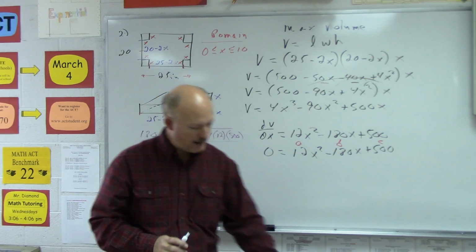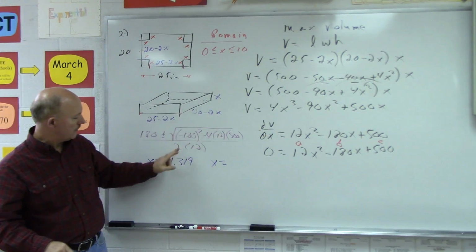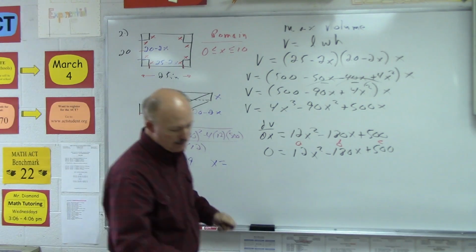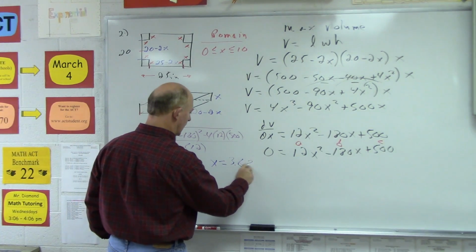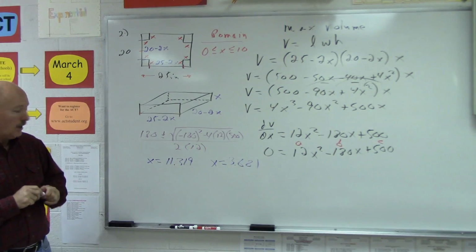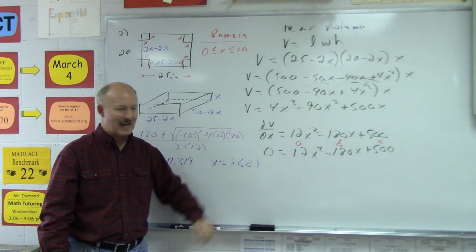One value, and the other value we do the negative. So you do 180 minus your radical, divided by 2 times 12, which gives us x equals 3.681. So you've got two critical numbers: x equals 11.319 and x equals 3.681.